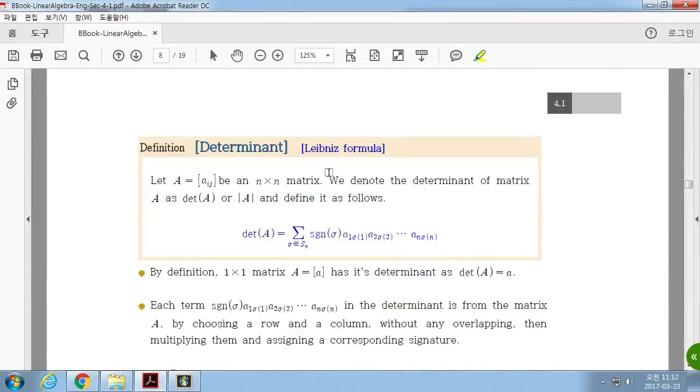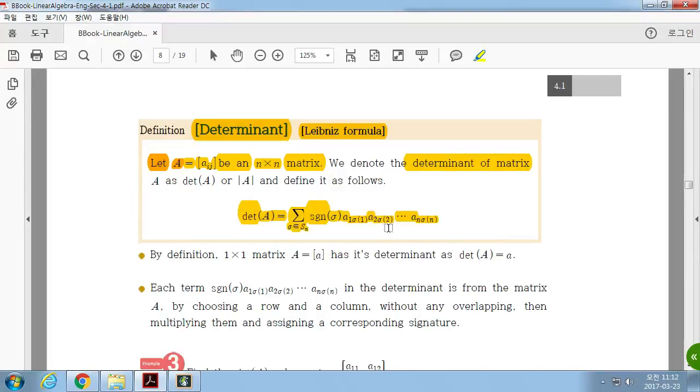Okay. With those concepts, permutations and signatures, we define a determinant. This is called the Leibniz formula. Let A be an n by n matrix. Then we denote the determinant of matrix A with this. We can write this as det A or |A|, like this. These are the notations.